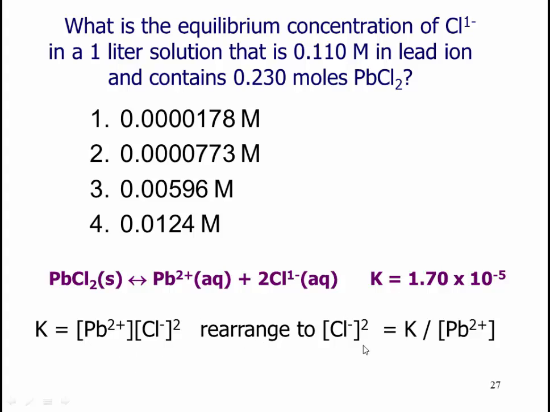If I rearrange this so that I have chloride on this side, I should use the equilibrium constant, which is given here, 1.7 times 10 to the minus 5, divided by the lead 2 plus concentration here, which is 0.110. Now, this will give me the chloride concentration squared. In order to solve for this, hopefully you realize that we need to just take the square root of K divided by lead.